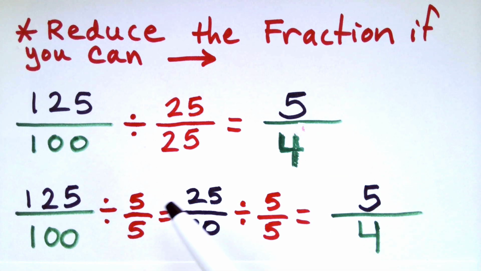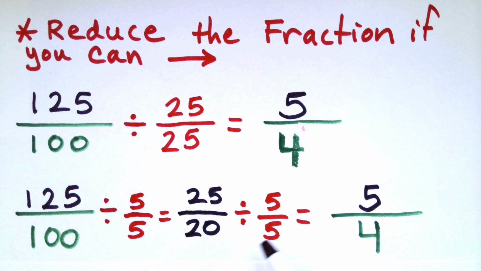125 divided by 5 is 25. How do I know that? Because 5 times 25 gives me 125. And then 100 divided by 5 is 20. How do I know that? Because 5 times 20 is 100. So I have 25 over 20.